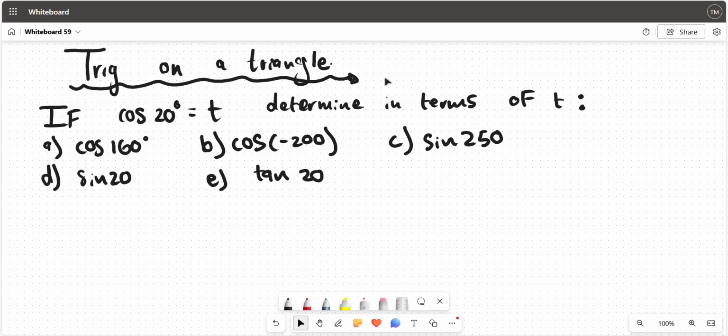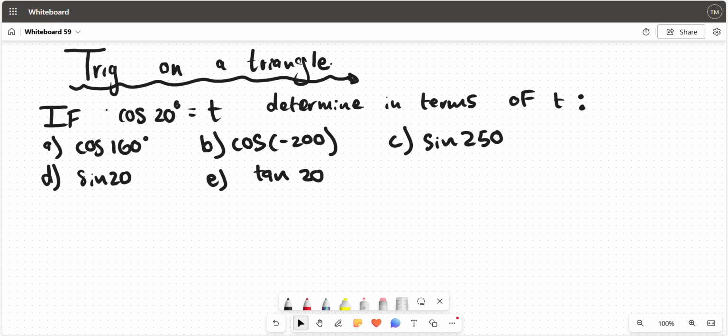So I call this section trig on a triangle, and you guys are sitting at home thinking, but isn't all trig about triangles? Yes, it is. But particularly with this one, we're going to need to draw a triangle and represent these ratios onto the triangle so that we can further simplify these other guys that are given in the question.